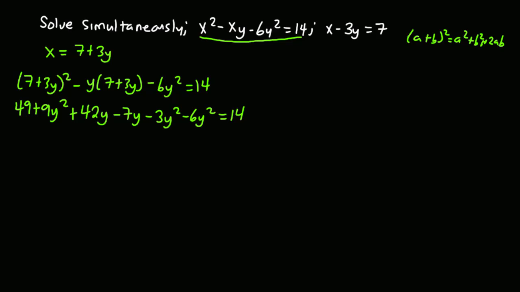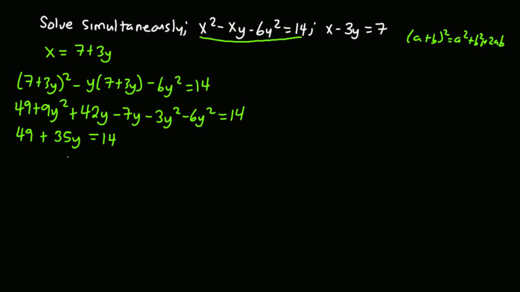And so let's group like terms here. If you take a look at this, you could see we have negative 3y squared and negative 6y squared, which will give us negative 9y squared. Then we have positive 9y squared, so they will cancel out. So we'll have 49 plus, now we have 42y minus 7y, so this will give us 35y. And this will give us 14.